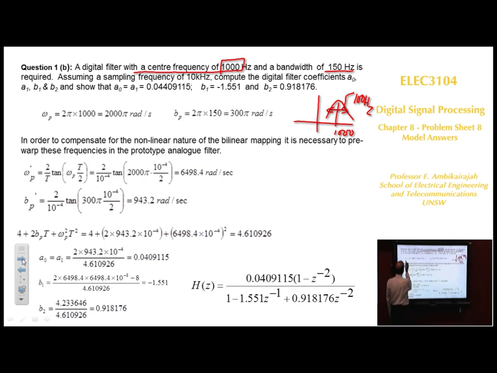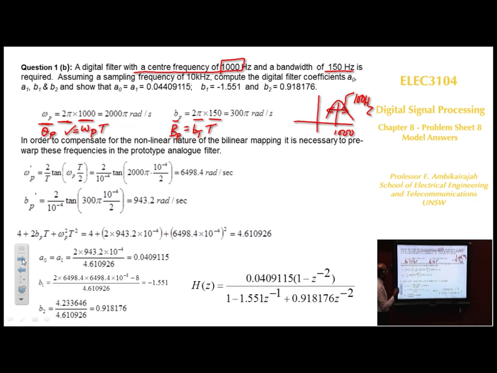So you've been given the bandwidth. This is the center frequency, which is 2 pi times 1000. Then the bandwidth is 2 pi times 150. In reality, you need to find theta p here. Theta p is equal to omega p times T, the sampling period. And here is B_p, so we don't call this theta p, we might call it capital B_p, which is equal to B_p times T. It's like a theta, in radians.